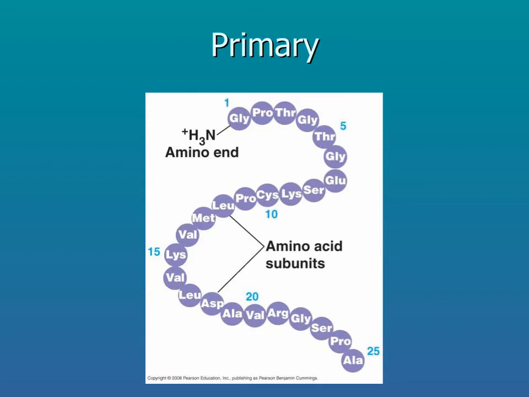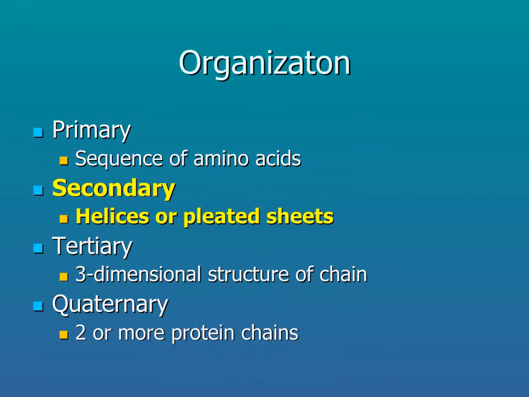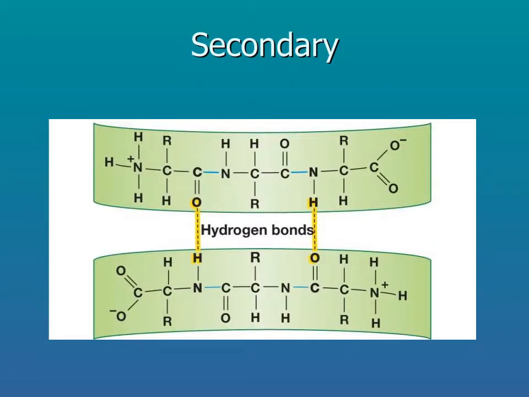If you compare 2 different proteins, they have a different sequence of amino acids and most likely have a different number of amino acids. Proteins are also organized into secondary structures called alpha helices or beta-pleated sheets. Hydrogen bonds between atoms connected to the backbone hold these structures together.